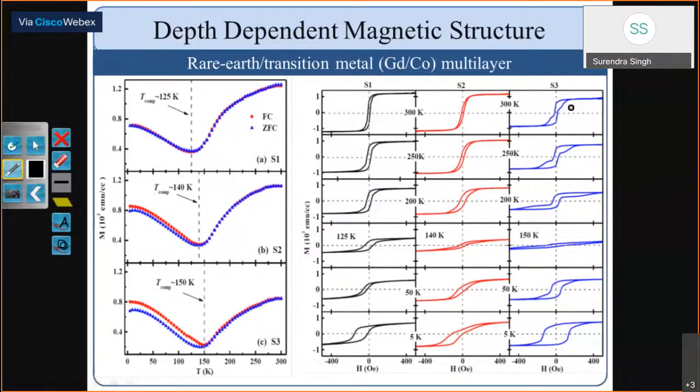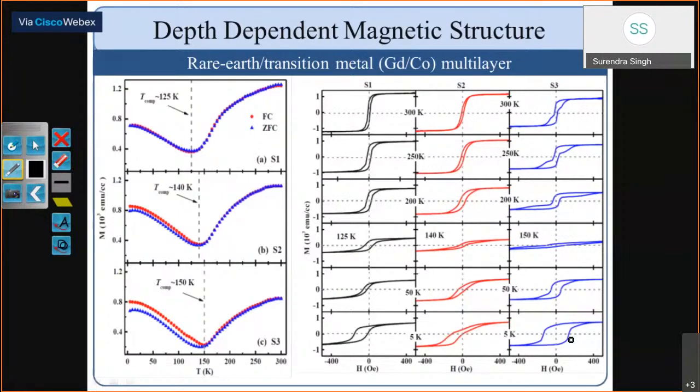And S3 shows quite different behavior. We got two kinds of loops over here. One is like this. This is an addition of two loops here, which is increasing. Then at low temperature, we got a nice hysteresis loop with a large Hc. So we can see the difference.